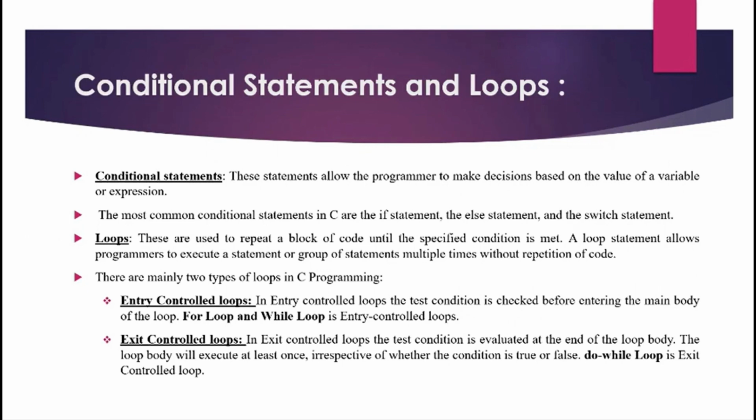Loops are used to repeat a block of code until the specified condition is met. A loop statement allows the programmer to execute a statement or group of statements multiple times without repetition of code. There are mainly two types of loops in C programs: entry control loop and exit control loop.